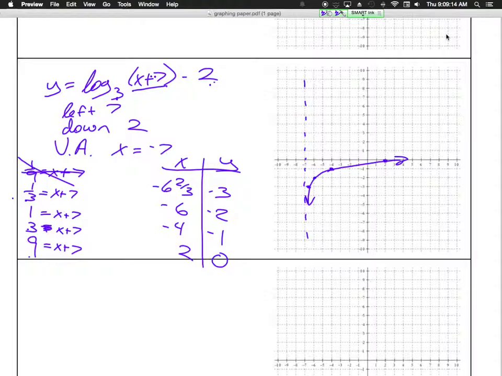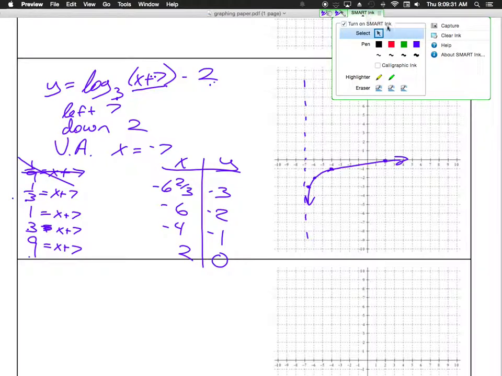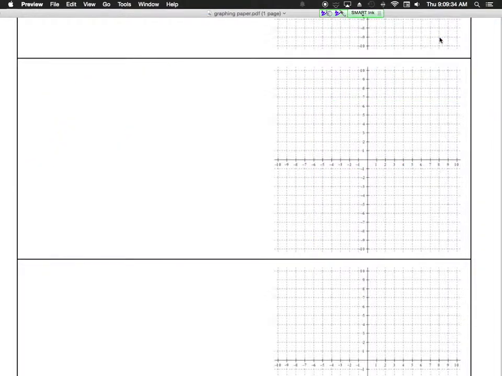So you're finding shifts, vertical asymptote, you come over to the side to figure out what your x values need to be, figure out a couple of your y's, you should be able to see the pattern to get your other y's. Then plot it all and graph it. Let's try another one. Do this one and one more.